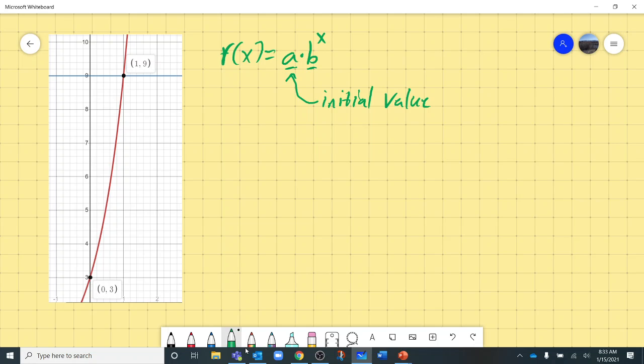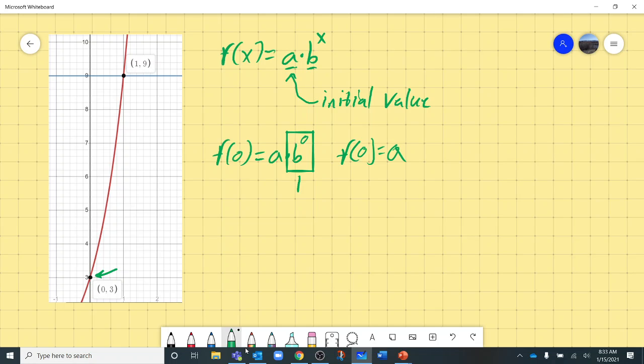let's look at this a little bit more. It's going to be this point right here at (0, 3). Another way to look at this is f of 0. We plug in 0 for x, so f of 0 equals a times b to the 0. What is b to the 0? Remember your properties of exponents, b to the 0 is the same thing as 1. So f of 0 equals a.